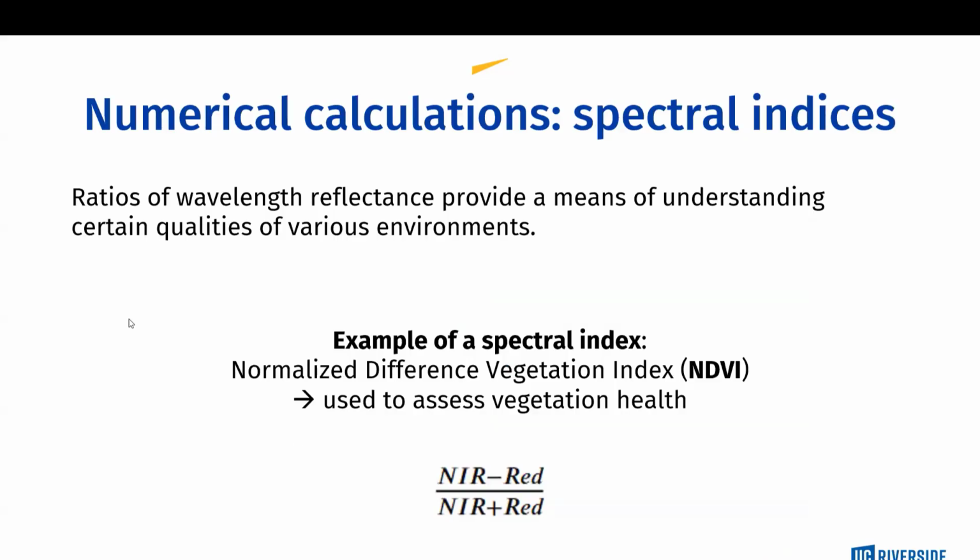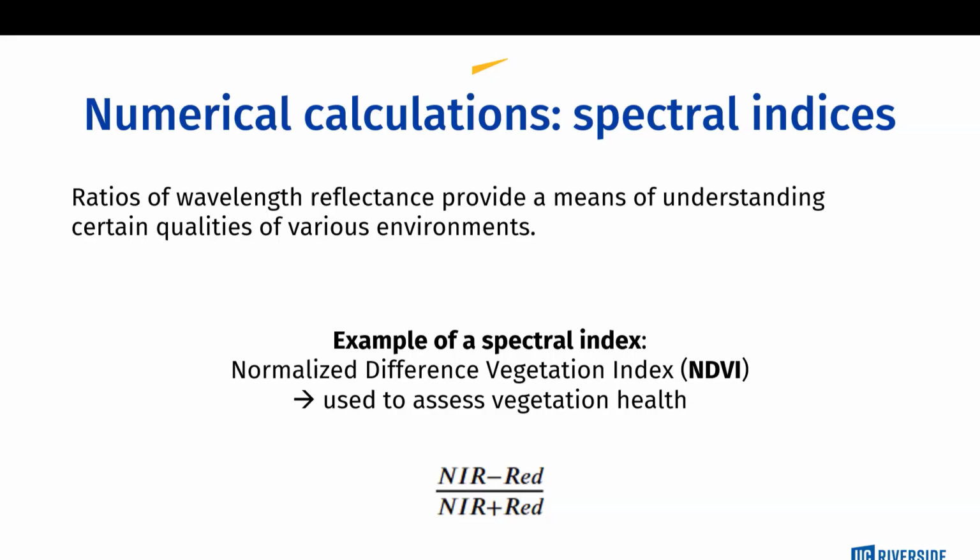Another type of numerical calculation is to come up with what are called spectral indices or a spectral index. And it sounds very technical and complicated, but really it's just an idea of we've got those different wavelengths in the spectrum. Different types of surfaces reflect that wavelength in different ways or different amounts. So we can do some pretty basic math in some cases to just get a way of understanding the qualities of what we're seeing on the Earth's surface.